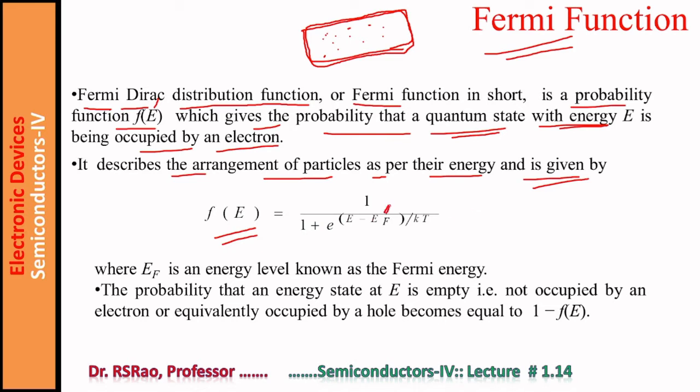EF is a parameter, Fermi energy. T means temperature. K is Boltzmann's constant. Here EF is an energy level known as Fermi energy, as already mentioned. The probability that an energy state at E is empty, not occupied by an electron, or equivalently occupied by a hole, is equal to 1 minus f of E. So the Fermi function is the electron energy distribution function. The hole energy distribution function can be had by subtracting it from 1.